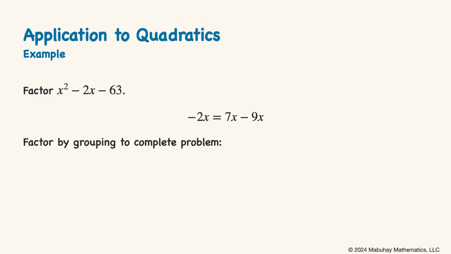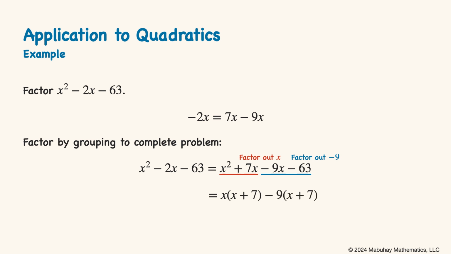This is just a reminder that we found that we want to rewrite negative 2x this way as 7x minus 9x. Okay, so there's the first step. Now let's look at the first pair of terms, x squared plus 7x. There's a common factor there of x. In the next pair of terms, negative 9x minus 63, there's a common factor of 9. It's actually more convenient to take the negative out with it. Okay, so we're going to factor out a negative 9. And this is what we should get.